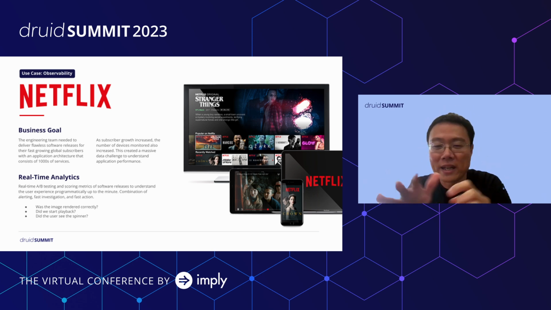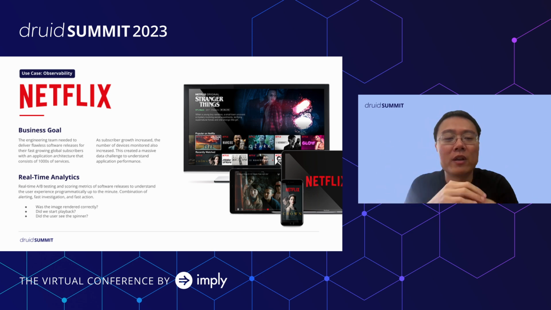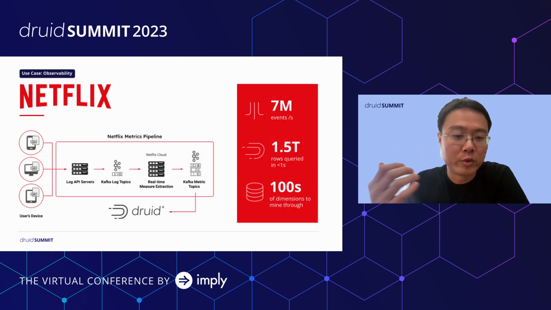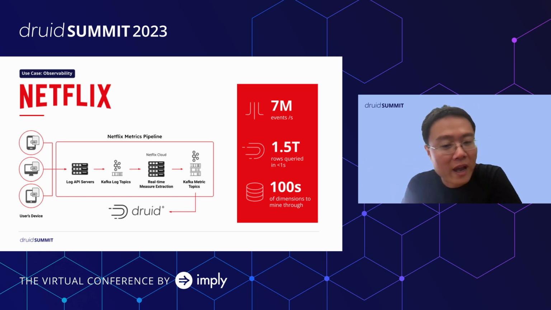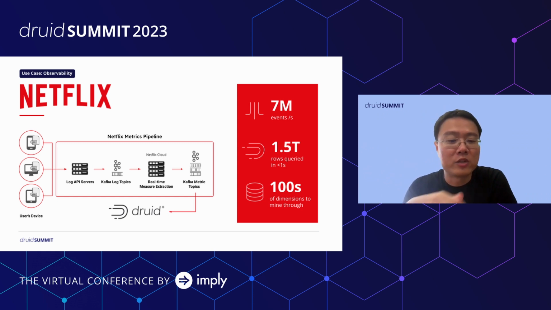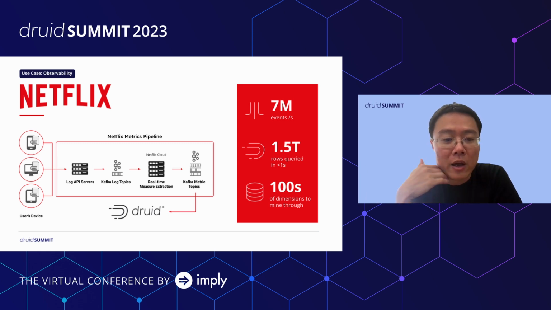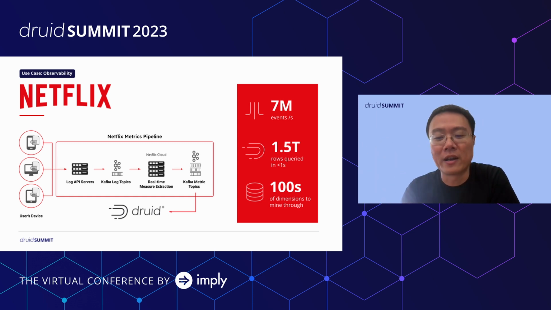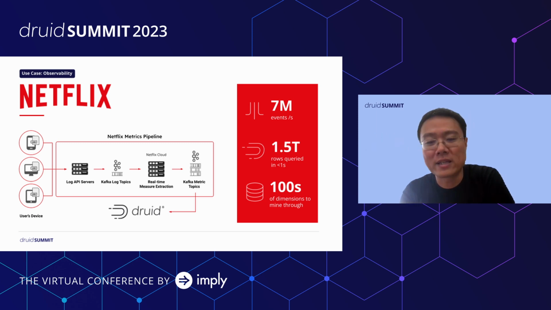Observability itself has many different use cases, but I'll keep this relatively high level. In the observability world, Netflix uses Druid for things like real-time A/B testing or understanding key metrics for software releases, as well as alerting and triaging when there's incidents. Now, Netflix is well known for having a very large subscriber base. They have a lot of data. They have very complex data as well.